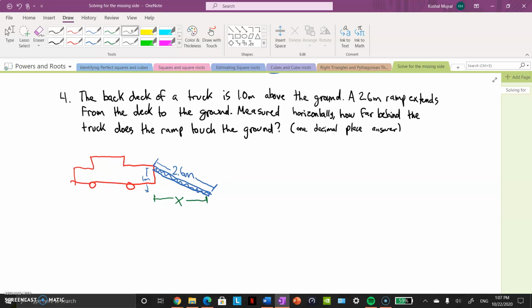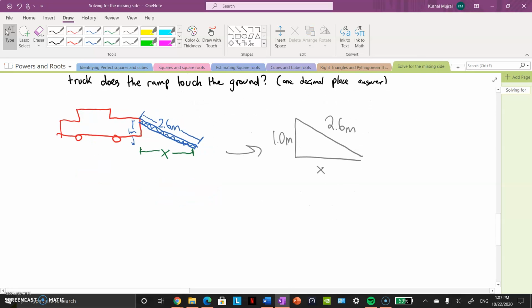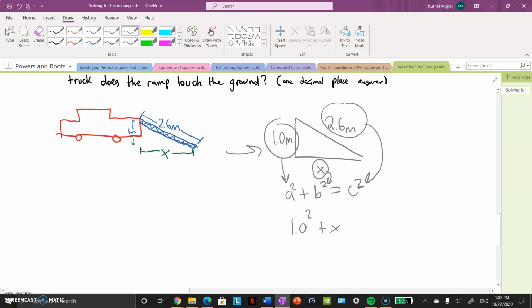So, we're going to redraw this as a triangle. We're going to write 2.6 here, 2.6 meters, this 1.0 meters, and this we'll write as x. Okay? We'll write x over here. So we're solving for x. Okay? Now, a squared plus b squared equals c squared. Our two side lengths are these, and this is the hypotenuse that goes in there. So 1.0 squared plus x squared equals 2.6 squared.